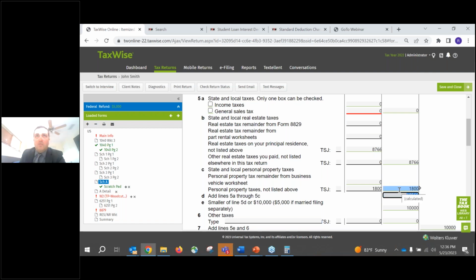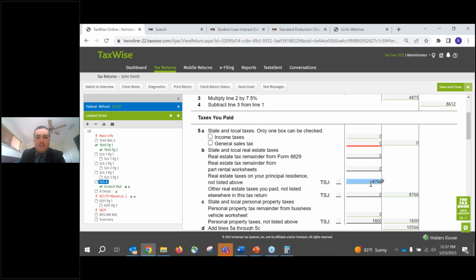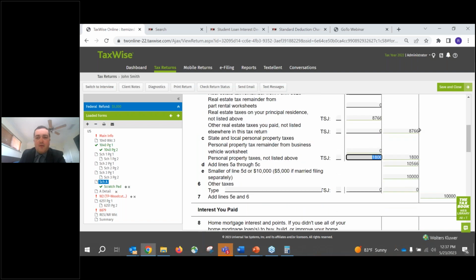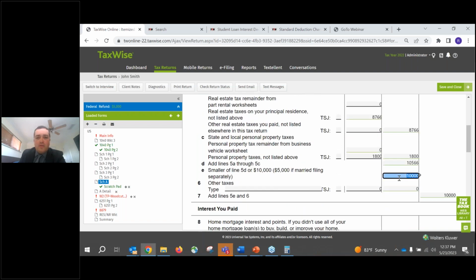But when you think back to some of the limitations and caps that we have, the software is automatically capping it at $10,000. And that's back to what I was saying, where even if you have a ton of taxes in all of these different categories, the grand total is going to be capped at $10,000, which we have reached. So they're getting the full $10,000 deduction for their various state and local taxes.